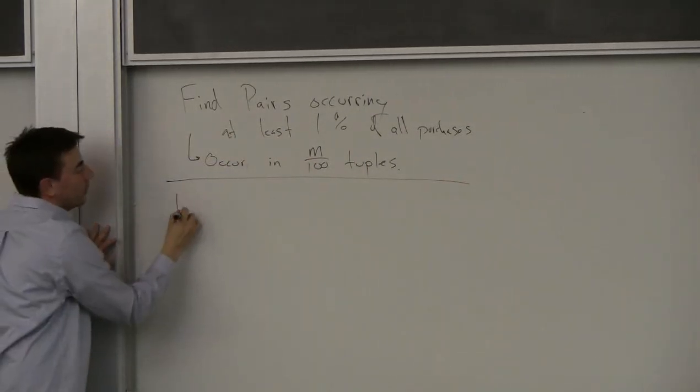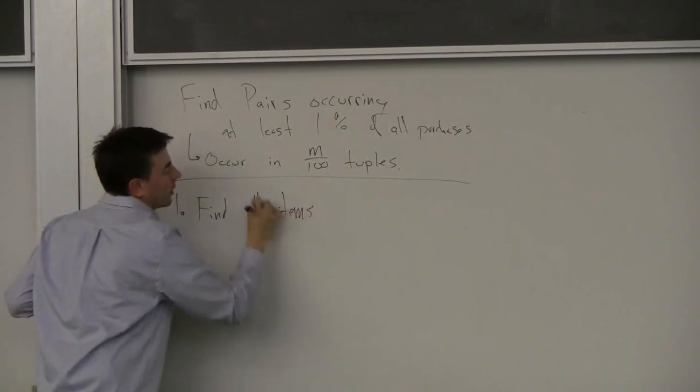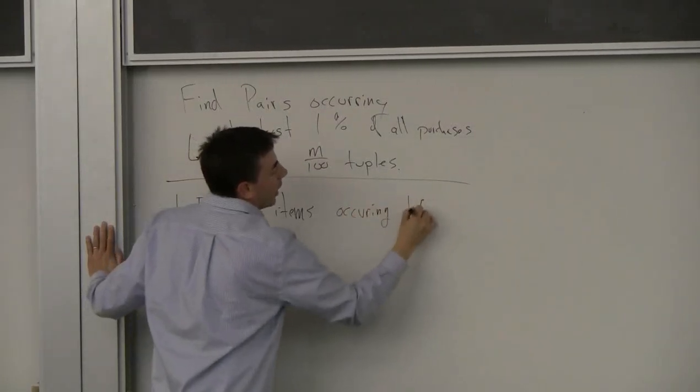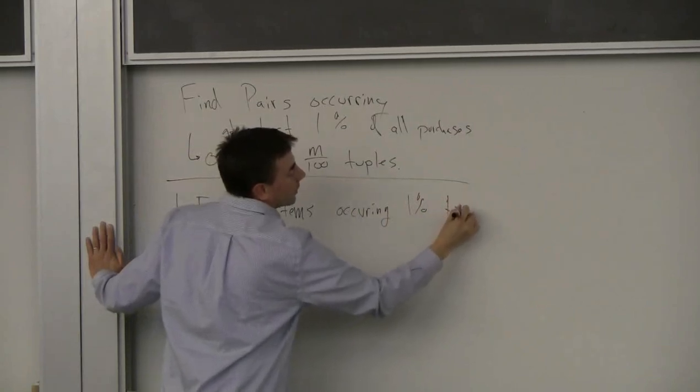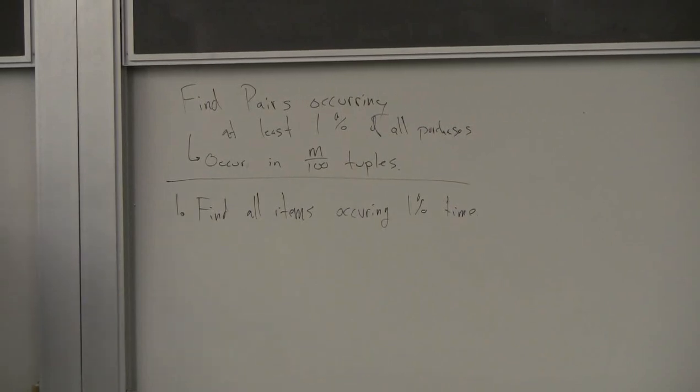So the first thing we're going to do is find all items occurring 1% of the time. Okay, so we want to scan and find all these items. This is something that we talked about on Monday, how we can do this quickly. We can scan over all of this data, which may be stored on disk. We want to scan over this data set and find all the things that occur at least 1% of the time. We can do this by keeping a fairly small summary.